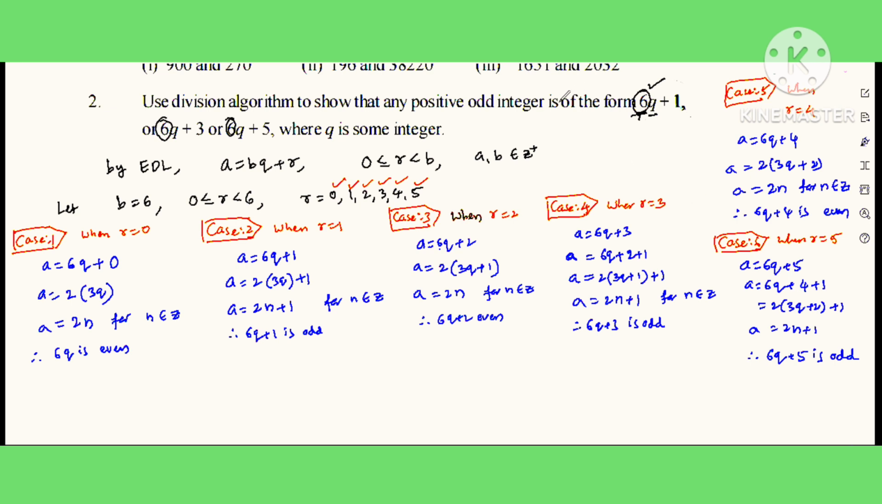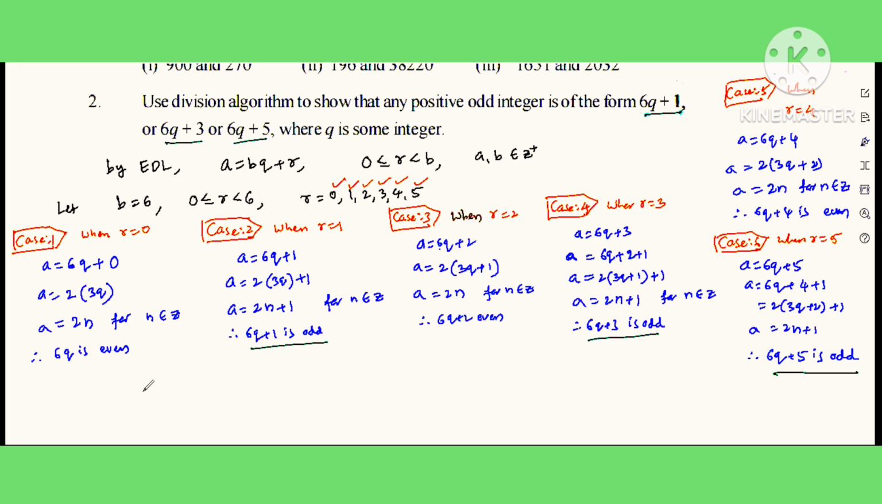Okay, after writing all this, you can observe that 6q plus 1 is odd, 6q plus 3 is odd, 6q plus 5 is odd. So that is the conclusion we can make. Now what is given in the question? 6q plus 1, 6q plus 3, 6q plus 5. These all 3 must be odd. So we got the same.